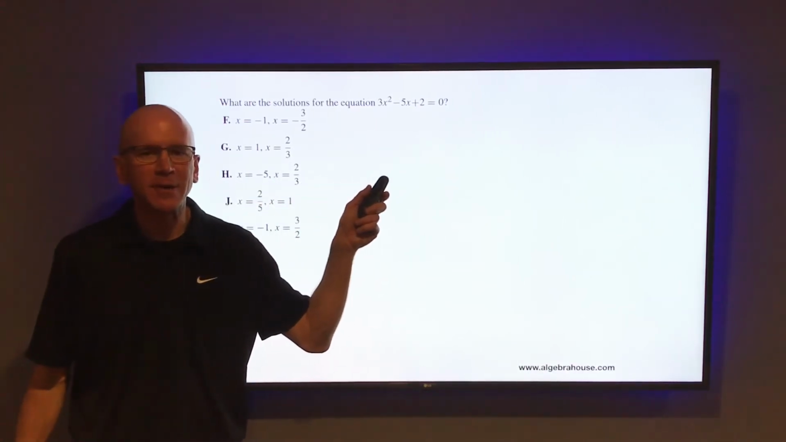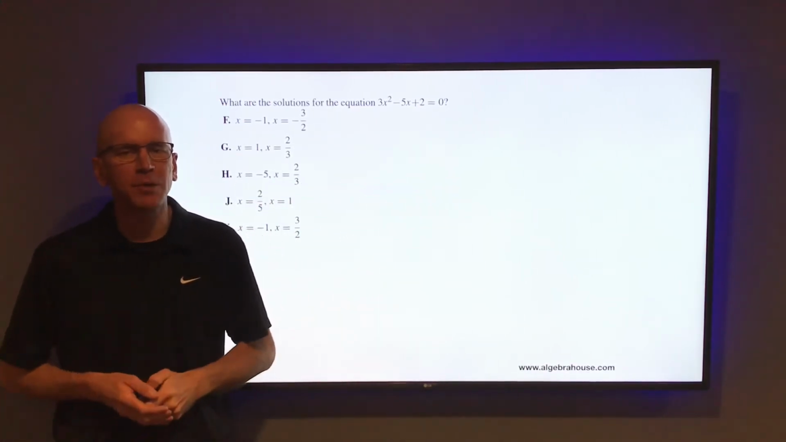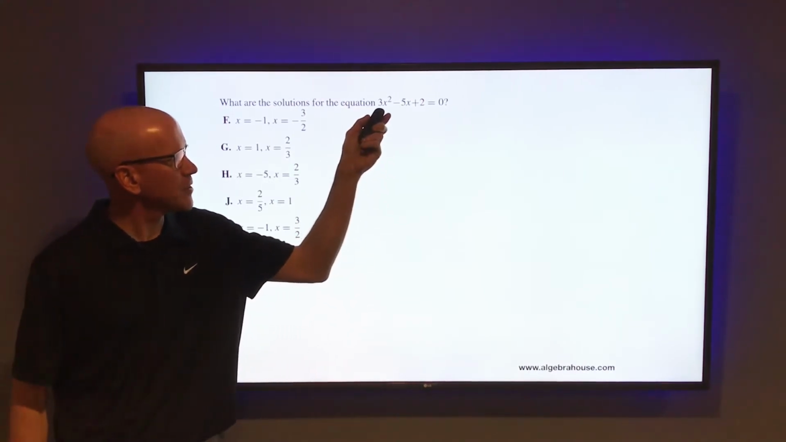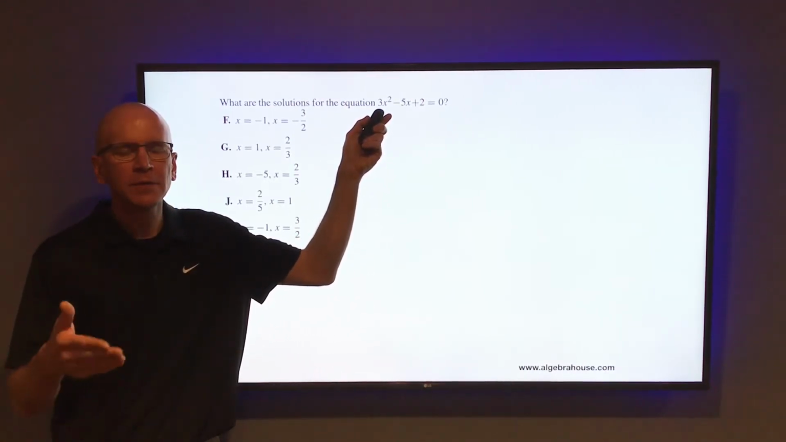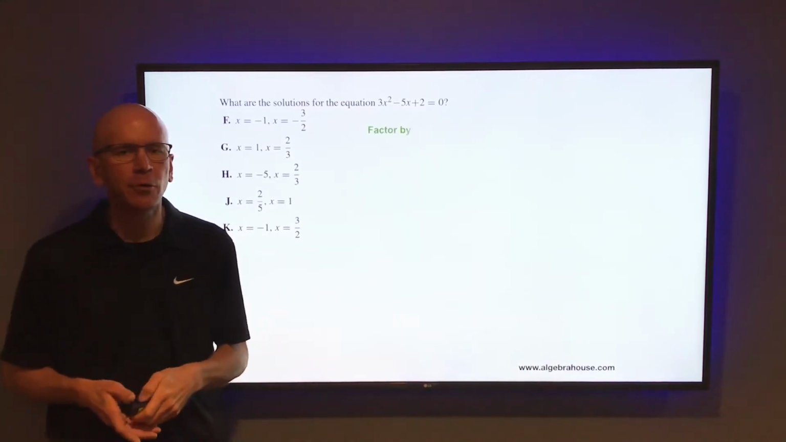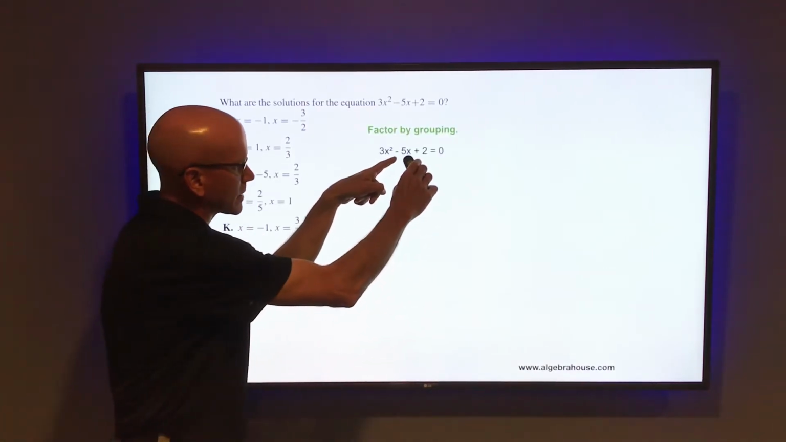What are the solutions for the equation 3x squared minus 5x plus 2 equals 0? Well, the coefficient of x squared is something other than 1. So we're going to have to solve this with factoring by grouping. I'm going to split that negative 5x into two terms.